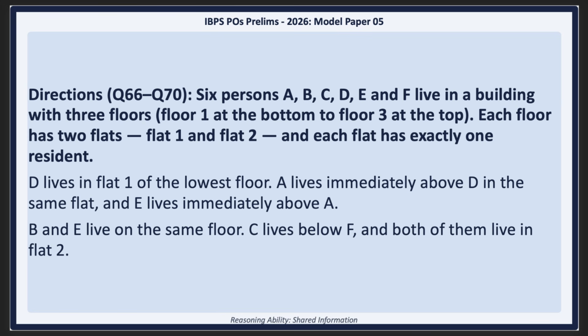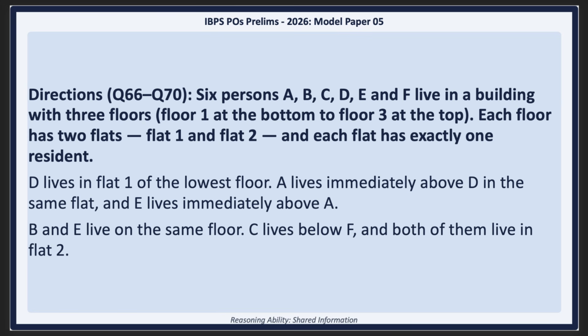Precisely. Now we just look at flat 2. The clues say B and E share a floor. Right, and we just placed E on floor 3. Exactly. So B absolutely must be right next door in flat 2 of floor 3. That leaves us with only floor 1 and floor 2 open in flat 2. We're told C lives below F, and both are in flat 2. So F takes the higher one. Yep. F takes floor 2 and C takes floor 1. Our grid is full. And once your grid is built, the next 5 questions on the exam just answer themselves.